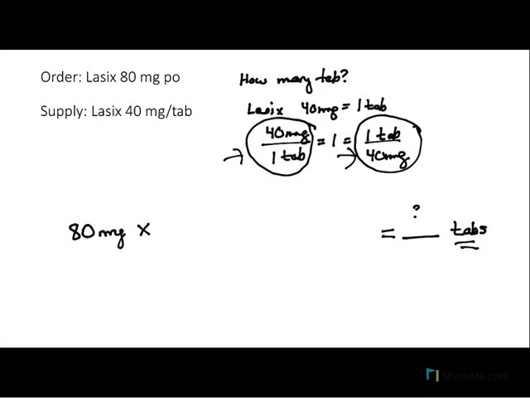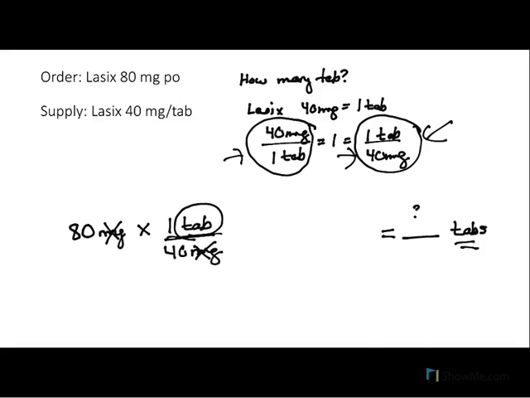So if I multiply by this one, for example, I'm going to multiply by 1 tablet over 40 milligrams. Note that I'm doing the straight line and putting the numbers one on top of the other, and I'm keeping my units straight. So I can see here that milligrams cancel and tabs are left on top. So I'm done with my calculation.